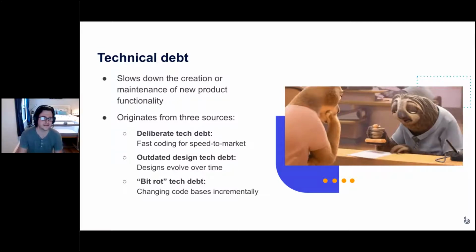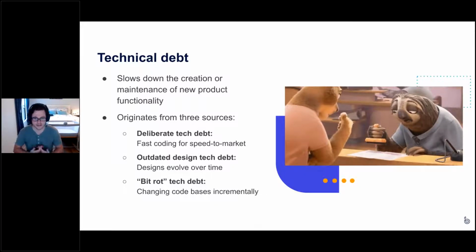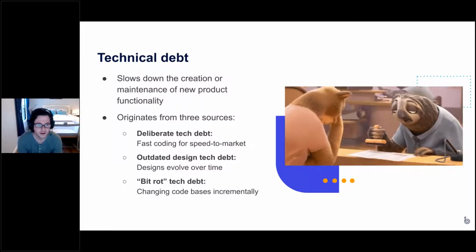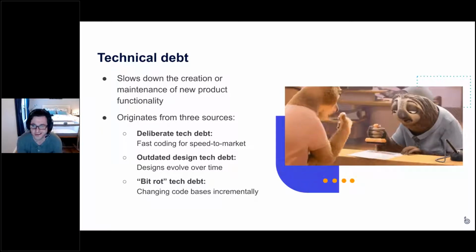But where does it come from? Well, I break it down in three ways. I think there's deliberate technical debt, outdated design technical debt, and bit rot technical debt. So deliberate technical debt is the one I think most people are familiar with. That is, we're getting pressure from the business team or the product team to get this to market now because our competitor is also launching a feature that looks very similar. And so we're going to cut corners.